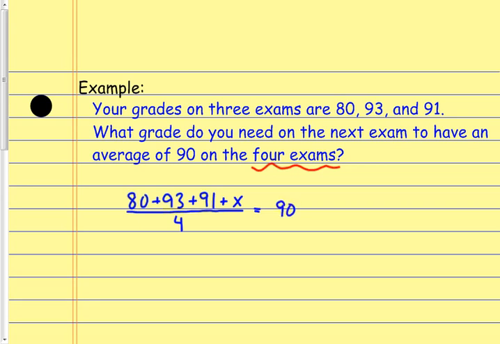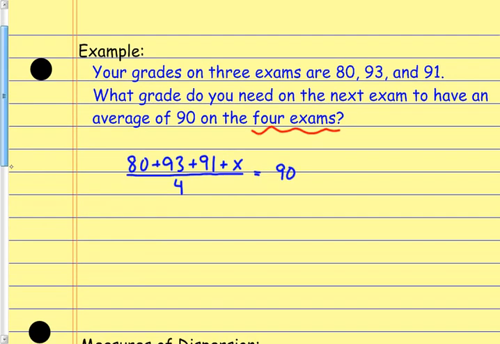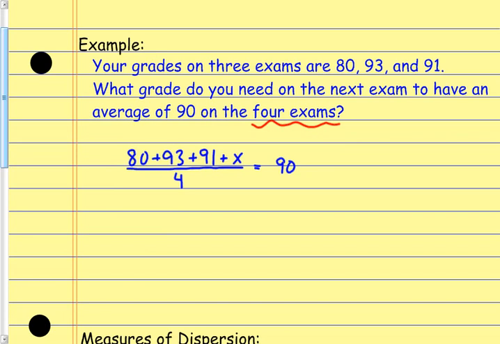Okay, so I end up with this equation. And what I'm going to do here is I'm just going to combine like terms. So up here, I'm going to combine these like terms, the 80, the 93, and the 91. And again, that's just a job for my calculator, so I'm going to plug those in. Looks like it gives me a 264. So I get 264 plus x all over 4. And it still equals the 90.